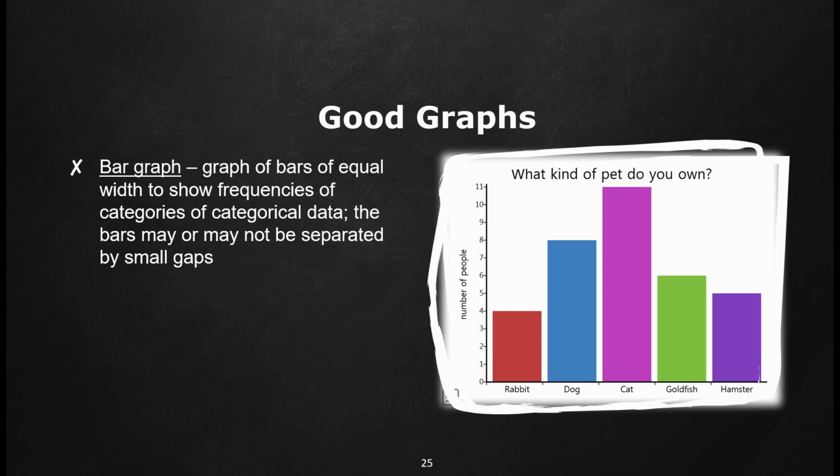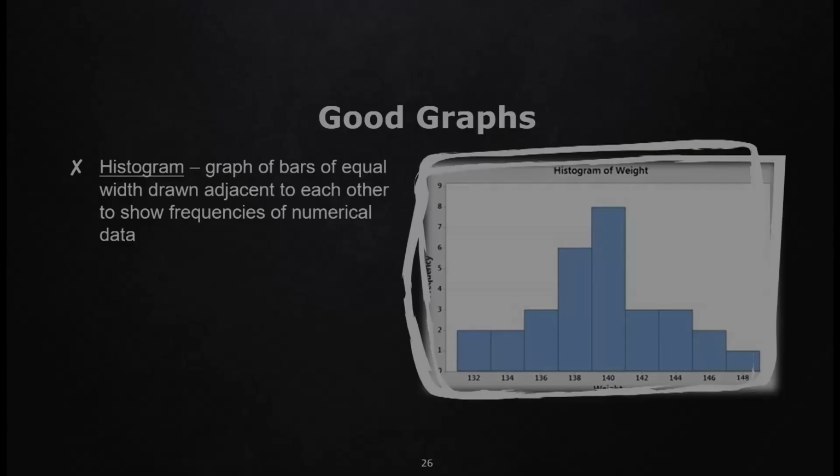So, as we can see, a bar graph is for categorical data. We can't subtract rabbit minus dog or have goldfish divided by hamster. We just can't do anything like that. So this is the main difference between a bar graph and a histogram.